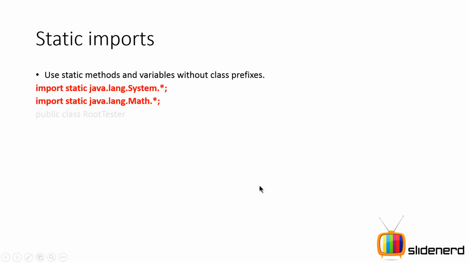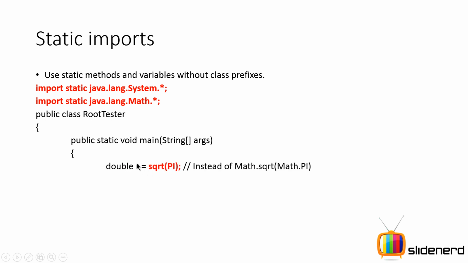And why would I do this? Let's take a look. There's a class RootTester. There's the main method here. Inside that, I can directly say double r is sqrt of pi over here. Normally, we would say Math.sqrt, which is class name.method name, and you would say Math.PI, which is again class name.static variable name. But we don't have to do that. We can directly write sqrt and pi over here, because that's what we have done by saying static import java.lang.Math.